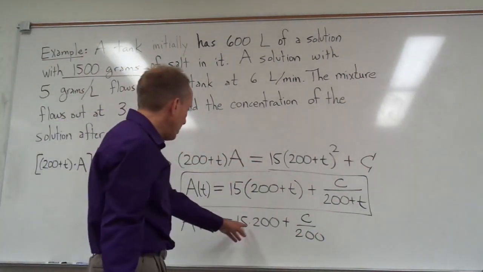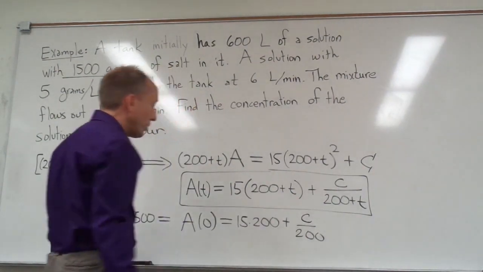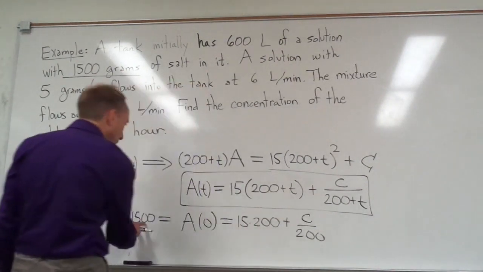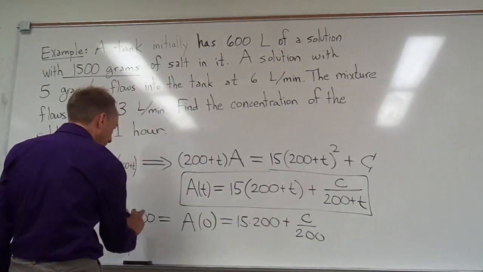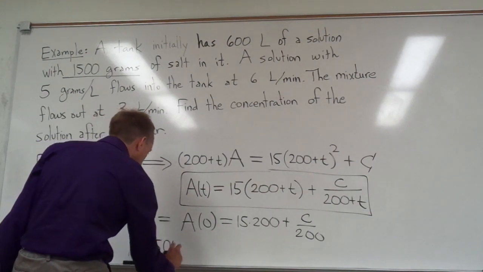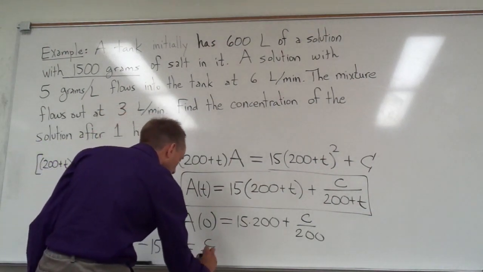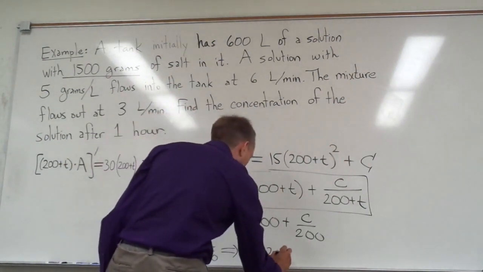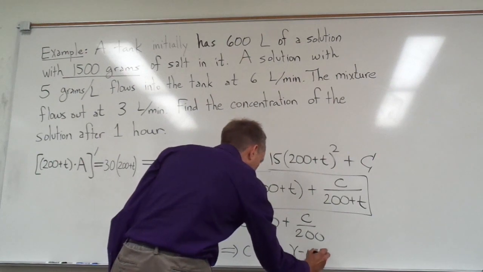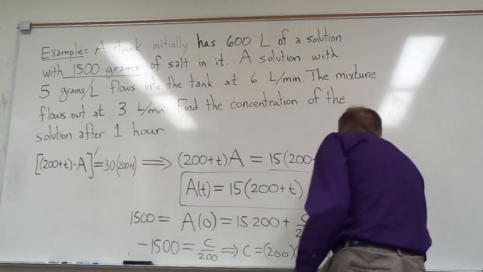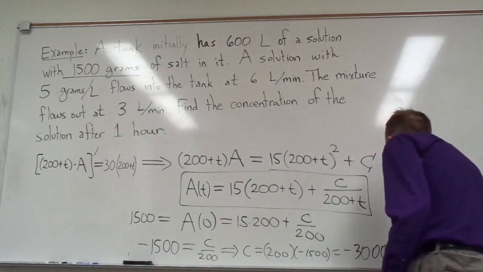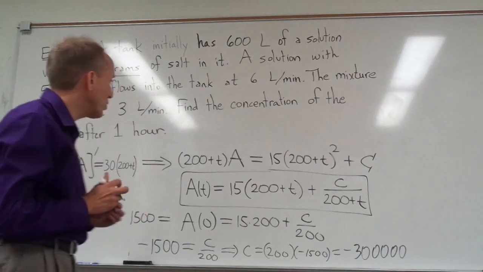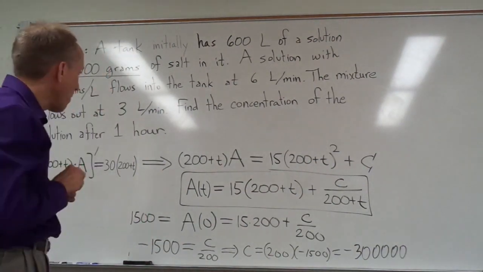Okay? So this is going to be 15 times 200 is 3,000. So this is going to be 3,000 here. We can subtract it from the 1,500 and we'll get negative 1,500 equals c over 200. In other words, c is equal to 200 times negative 1,500, which is what? Negative 3 with a lot of zeros after it. Negative 300,000. So it should be something like that.